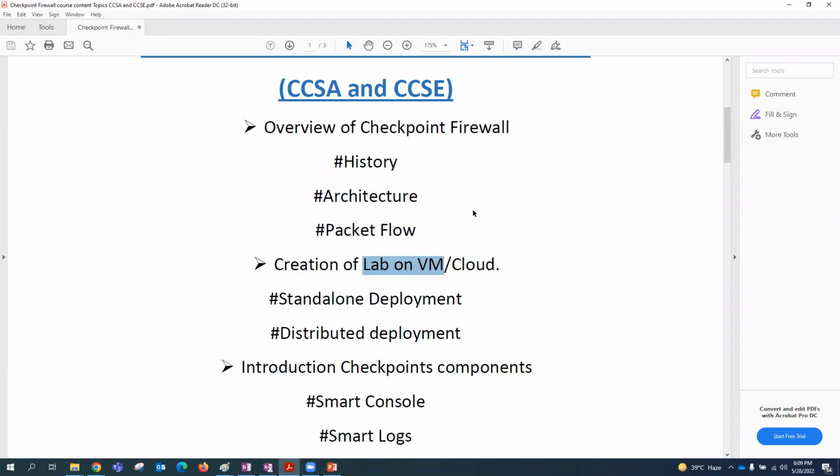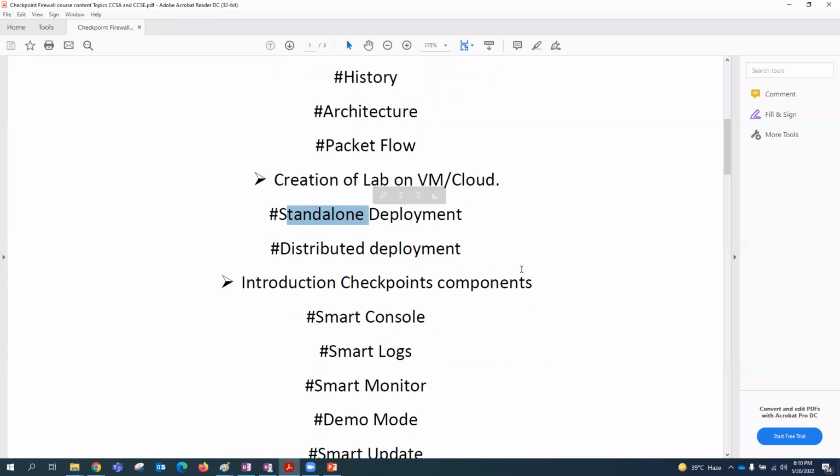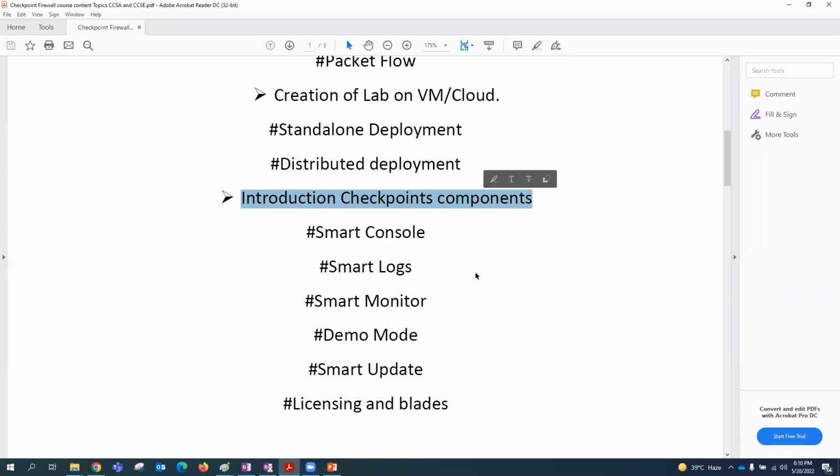After the building of the lab, we'll perform the deployment. We have certain modes of deployment in Checkpoint, like standalone deployment and distributed deployment. We'll discuss in our lectures what the difference is, what feature set each provides, what the recommendation from Checkpoint is, and so on. After the deployment, we'll have a discussion and deep understanding of the Checkpoint components like Smart Console, SmartLog, SmartMonitor, the demo mode, SmartUpdate, and the licensing and blades of the Checkpoint firewall.